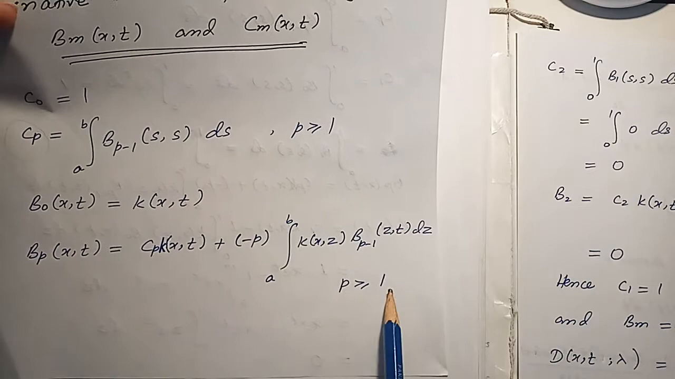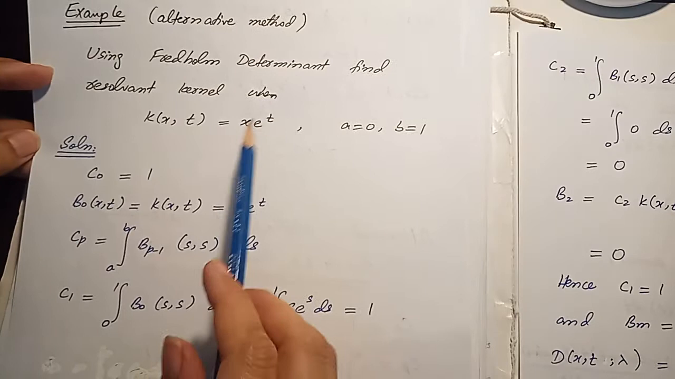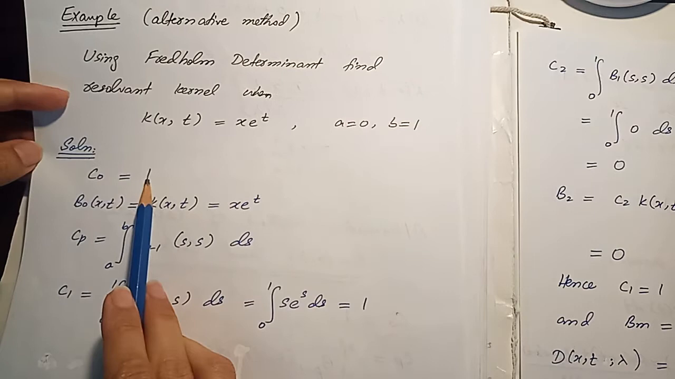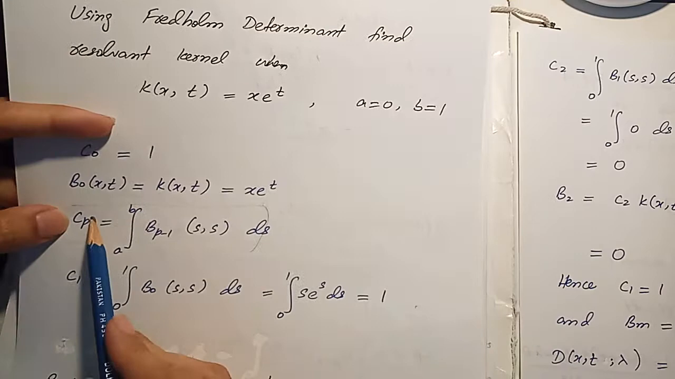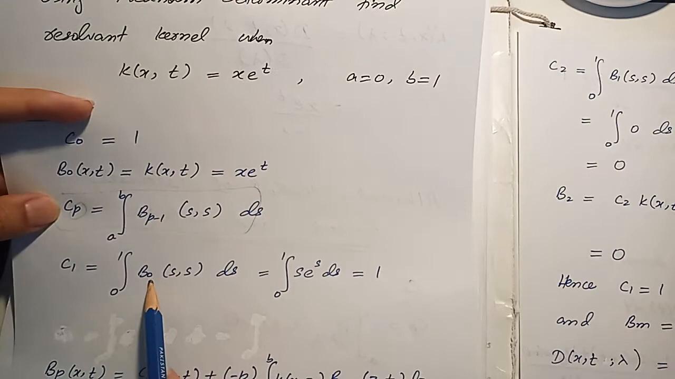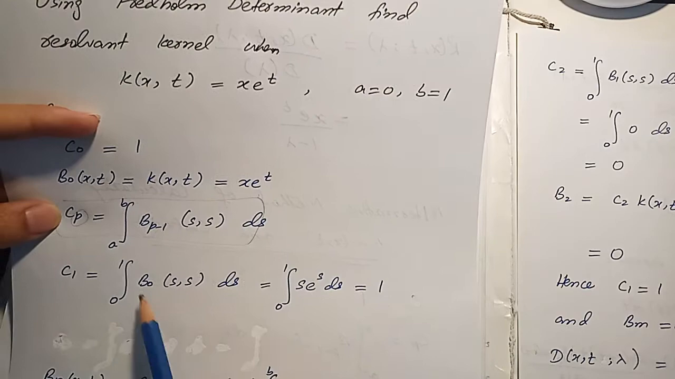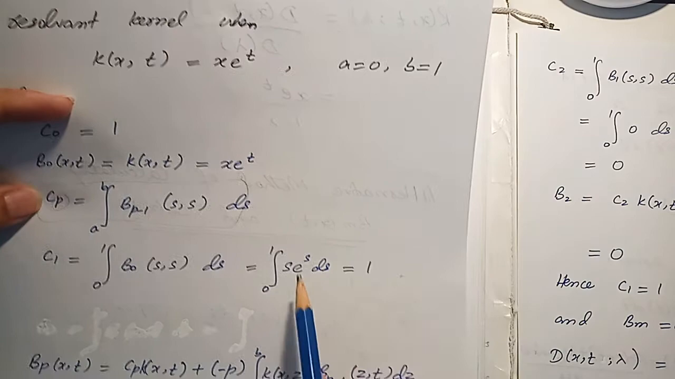Now we are going to use the same example with this new alternative method. What was the formula? Your C_0 is going to be 1. Your B_0 is going to be K(x,t), x e raised to power t. And the formula for C_p was this. So first of all, let's find C1. I have taken p as 1. So when I plug in p as 1, I will get here B_0. And you know that what is B_0? B_0 is x e raised to power t. B_0(s,s) will be s e raised to power s. Integrated by parts, apply the upper and lower limit, you will get this answer.